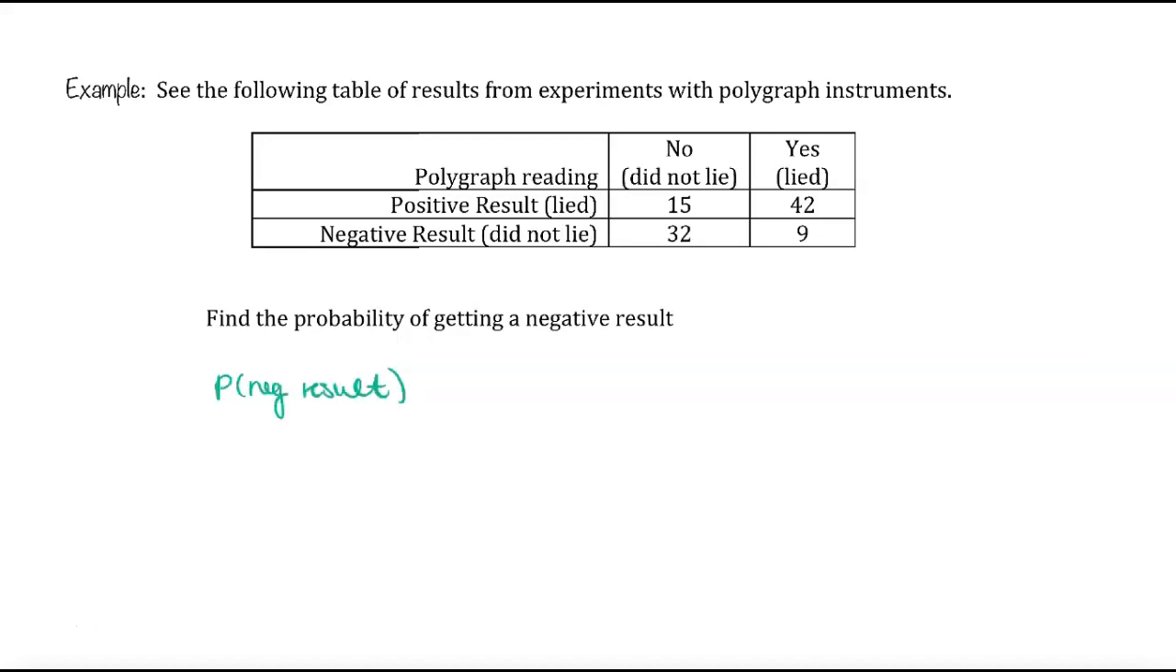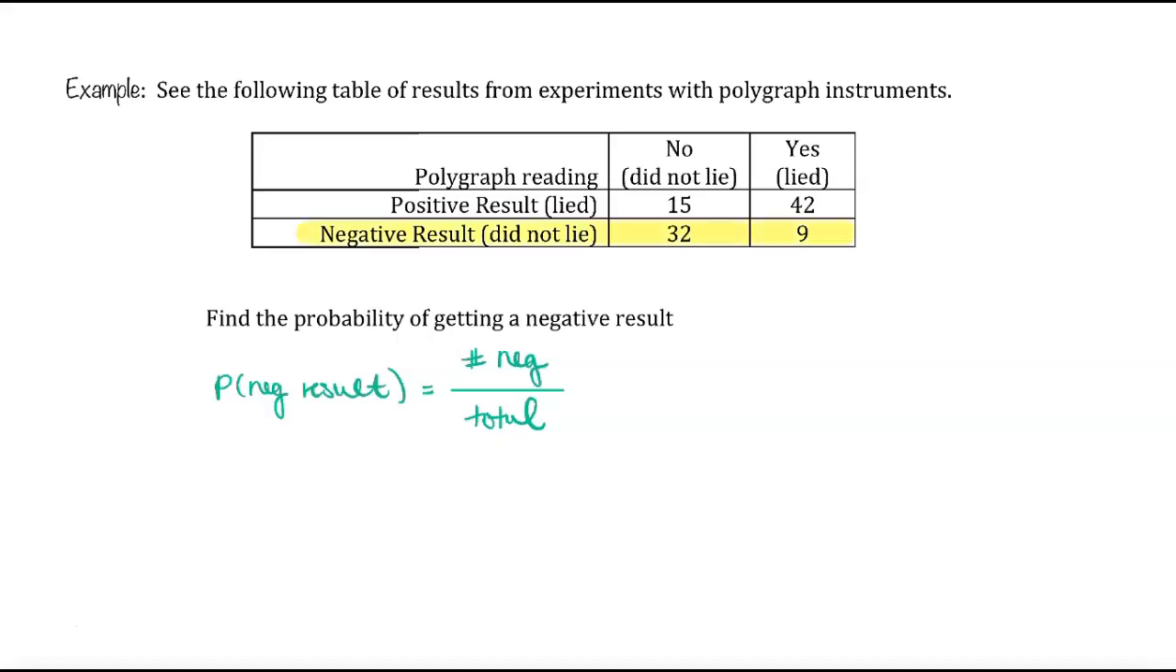And we can calculate that by finding the total number of people that got a negative result, that is, how many times this occurred, divided by the total number of times that the procedure was repeated. And in this case, that would be the total number of people that participated in the experiment. First, let's figure out how many people got a negative result. That is, the polygraph test said that they did not lie.